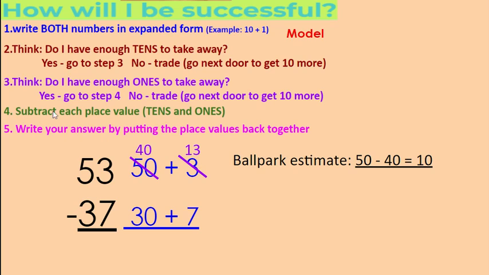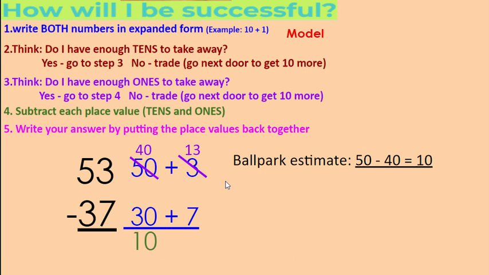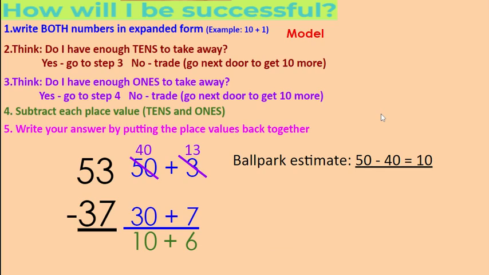Now I'm ready to subtract each place value, my 10s and 1s, separately. 40 minus 30 would equal 10. 13 minus 7 would equal 6. The last step says to write your answer by putting the place values back together. So I'm going to put 10 and 6 back together, and that would equal 16. 16 is close to 10, so I must be subtracting correctly.